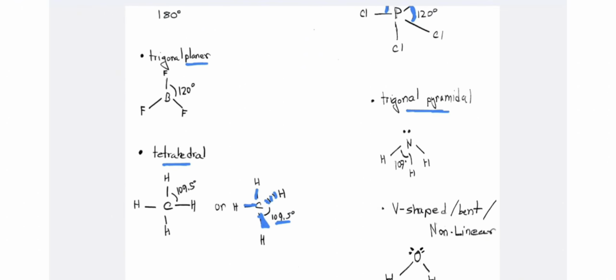Then for trigonal pyramidal, take ammonia, that is NH3. We know that nitrogen has one lone pair of electrons. So instead of forming a trigonal planar structure like this, it forms a trigonal pyramidal with a bond angle of 107 degrees instead of 120 degrees. This is due to the lone pair of electrons, which causes repulsion. The lone pair of electrons causes the greatest repulsion, and due to this greatest repulsion, the bond angle decreases to 107 degrees.